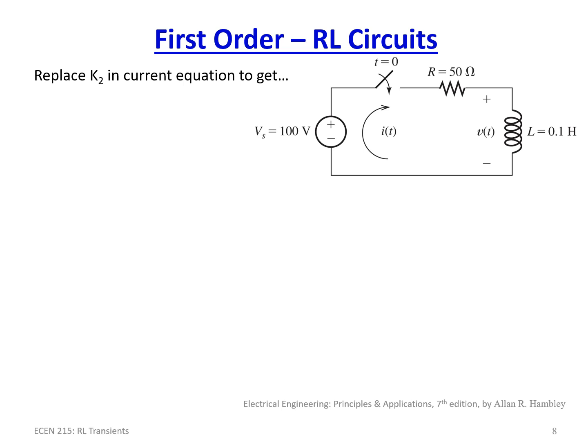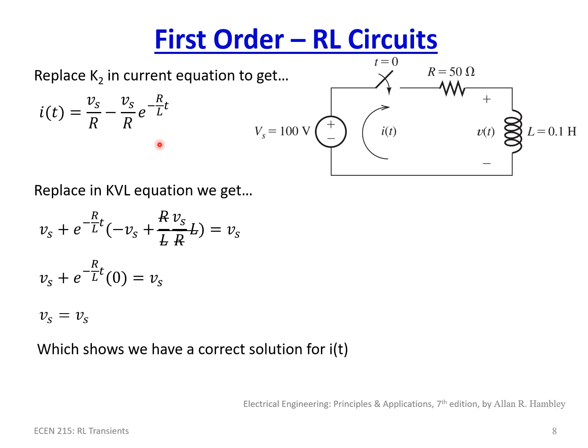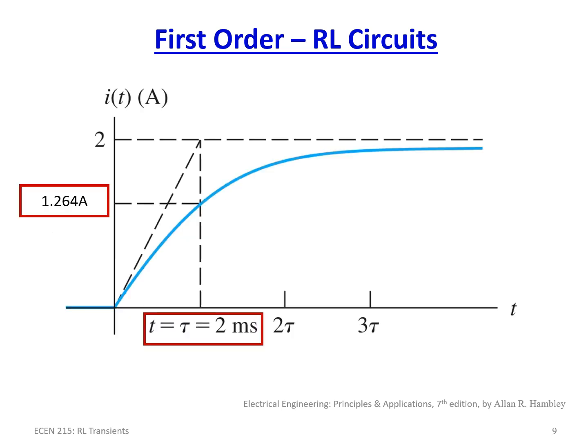Now we replace K2 in the current equation, and we end up with i of t, the current going through the inductor and throughout this entire circuit, which is Vs over R, the current going through this resistor, the steady state current if you will, because now the inductor is considered shorted, minus Vs over R, e to the minus R over L t. We replace that in our KVL equation, and now we end up with Vs equal to Vs. Everything seems to balance, so we know we have the correct solution for i of t, because if we do that for time 0, everything appears to be correct. So what does that look like?